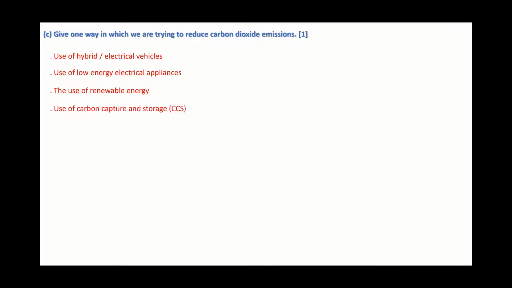Moving on to the next part then. This asks you to give one way in which we are trying to reduce carbon dioxide emissions. So you're looking for any reasonable answer here really. The ones given by the board are the use of hybrid/electrical vehicles, the use of low energy electrical appliances, the use of renewable energy resources, or the use of other techniques such as carbon capture and storage, or more commonly known as CCS. You perhaps could have said something along the lines of using buses to carry out mass transportation rather than using multiple vehicles, or even something like walking more often. Any sensible answer is good here.